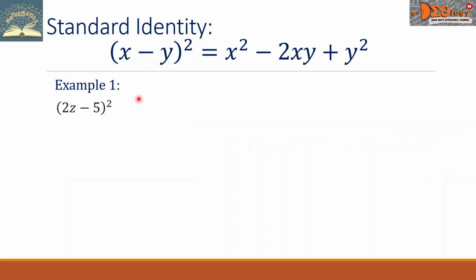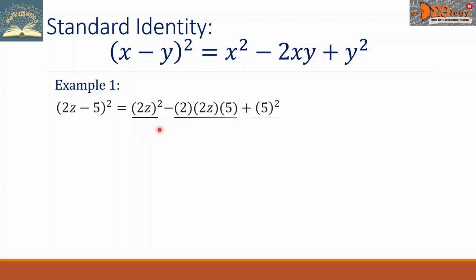Let's have example 1. Square of 2z minus 5. On the right side, there will be 3 terms, represented by the 3 blanks. On the first blank, we write the 2z with power 2. On the last blank, we write plus this number 5, then we put a square. In the middle term, this is minus or negative. We multiply 2z and 5, and then times 2.